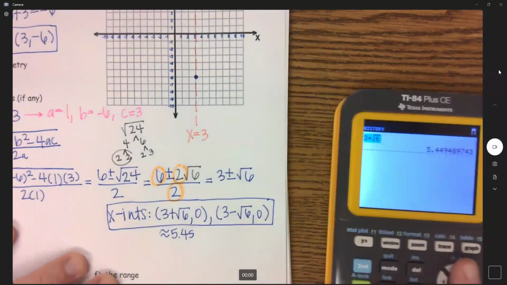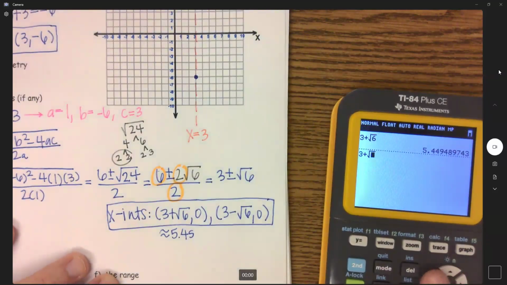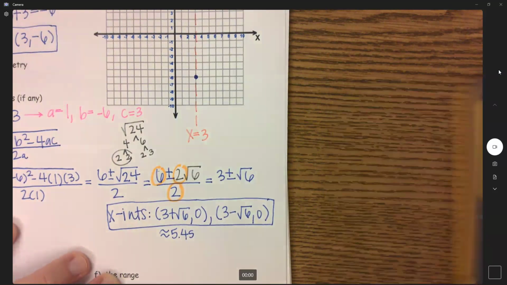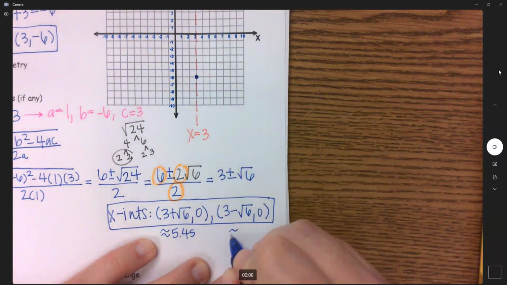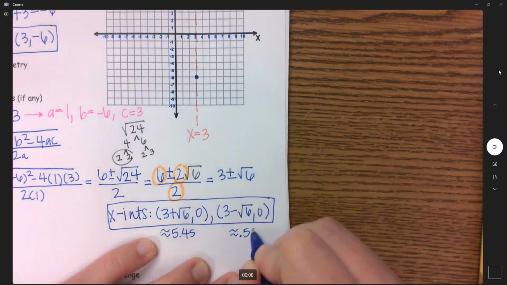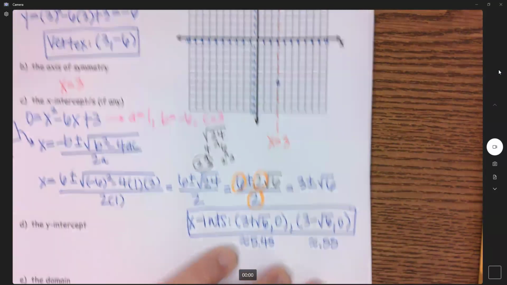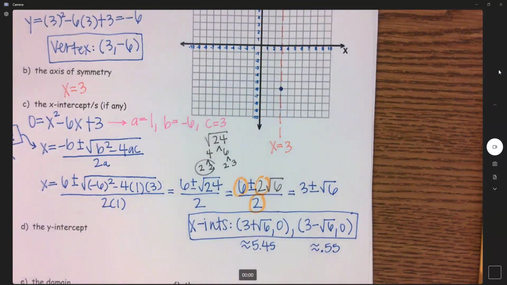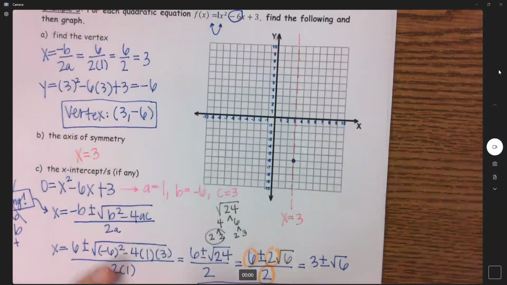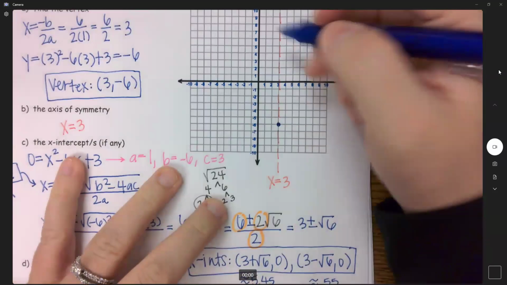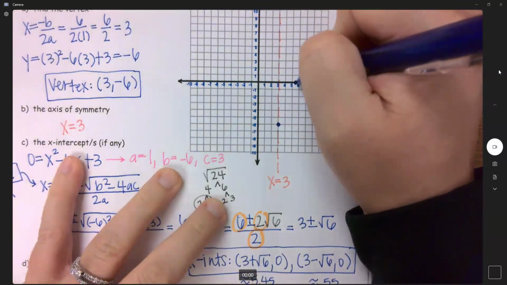And I'm going to come up here, arrow, and about 5.55 here. Okay, so now this allows me to graph these. I'm going to go roughly about 5.5 right there, and roughly 0.5 right here.